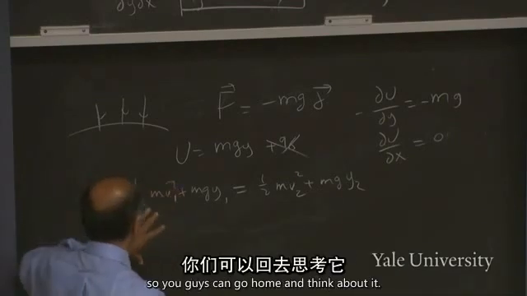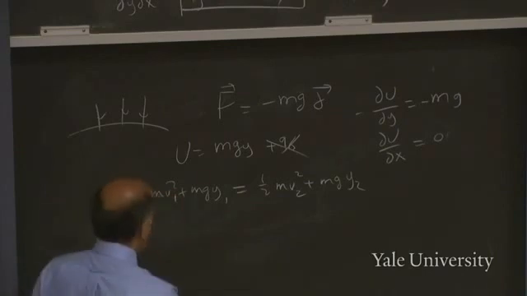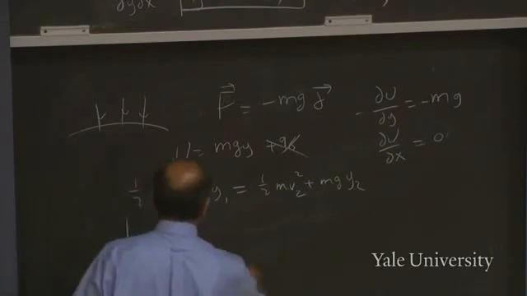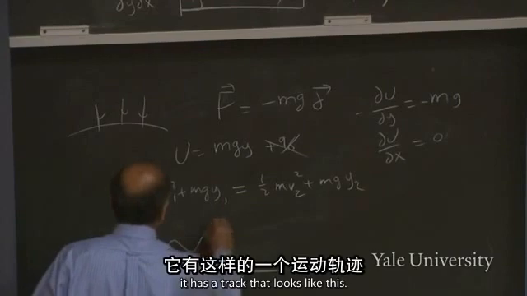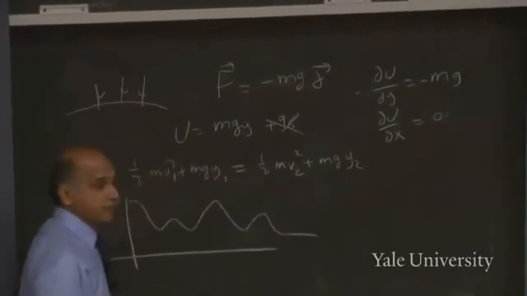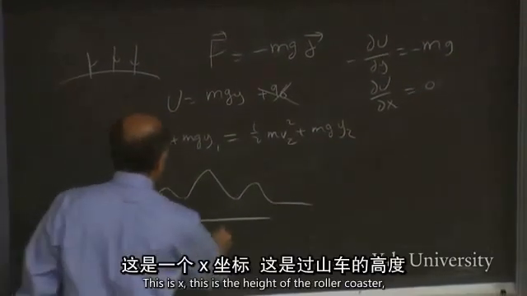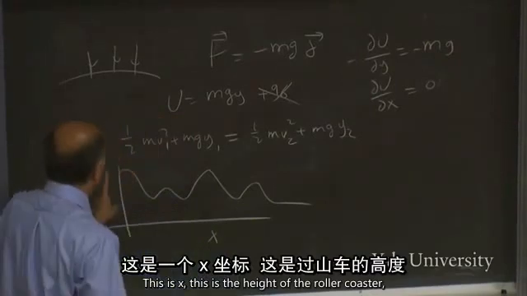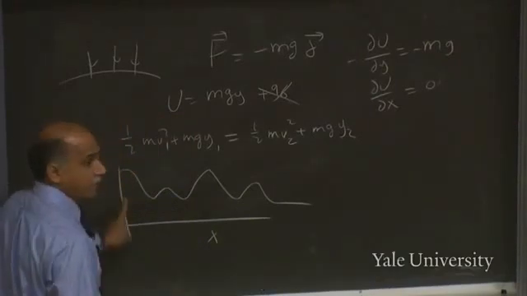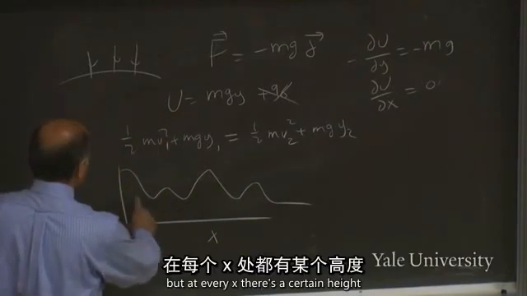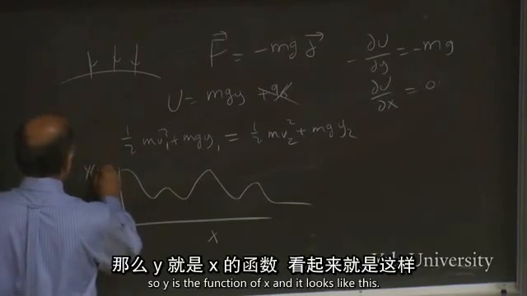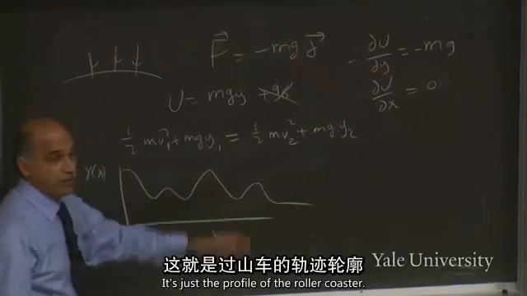So I'll give you a final example so you guys can go home and think about it. That is a roller coaster. So here's the roller coaster. It has a track that looks like this. This is x. This is the height of the roller coaster. But at every x, there's a certain height, so y is a function of x. And it looks like this. It's just the profile of the roller coaster.